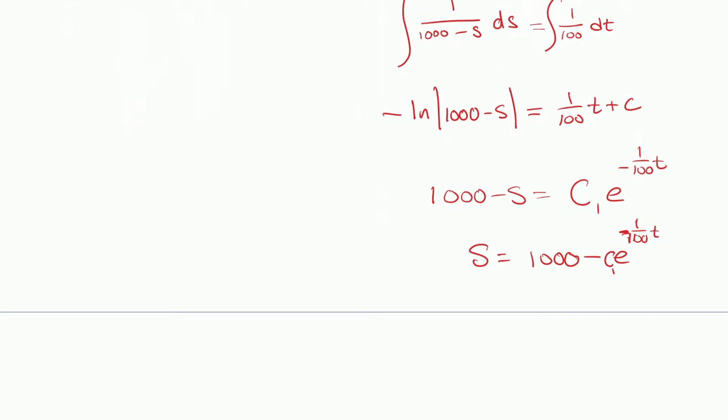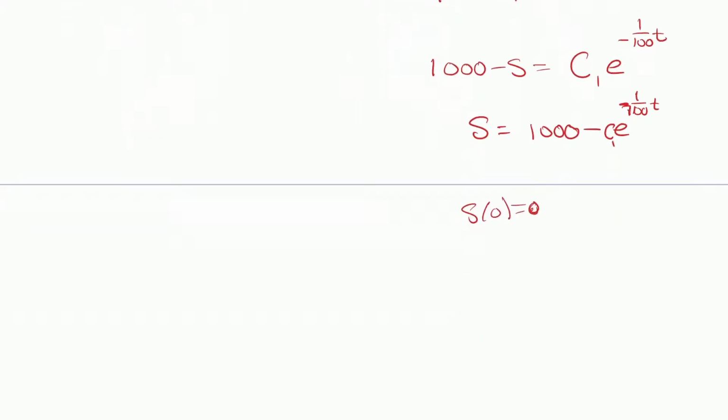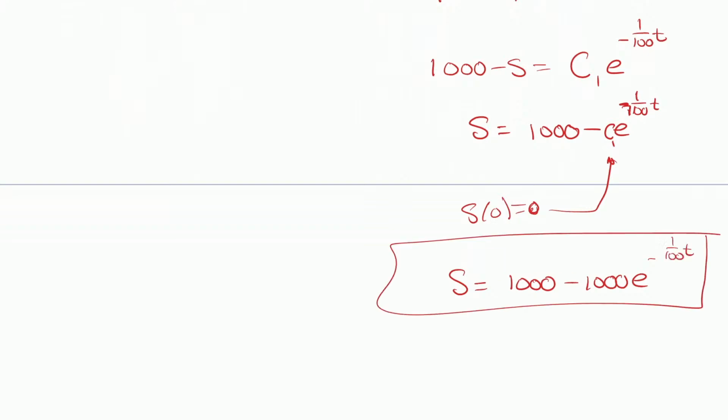And to get C1, you have to realize that S of 0 is equal to 0, because we start off with fresh water, and that means that C1 must be 1000. So S is 1000 minus 1000 e to the negative 1/100 t. Does that look right? Right answer? All right, that wasn't too hard.